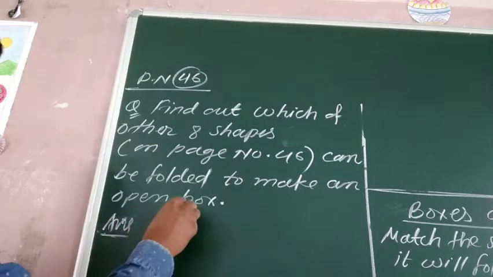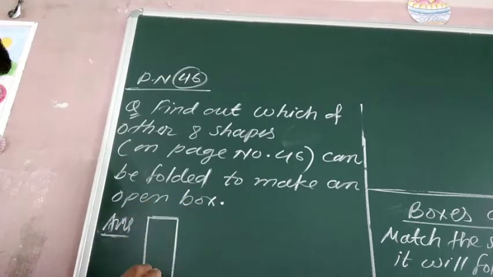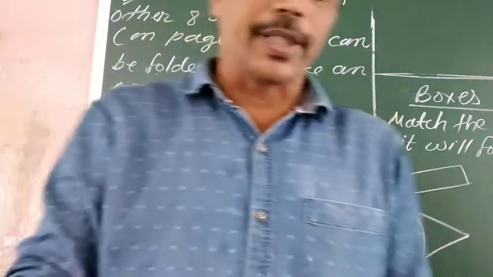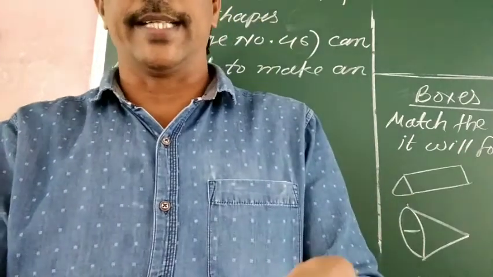See this one. 1 square, 2 shape, 3, 4, and this one is 5. Okay, like this. See, this is one cutout. Now what we have to do? We have to check whether it will fold into an open box or not. क्या आपका ये open box होगा कि नहीं होगा चेक करते आइए.